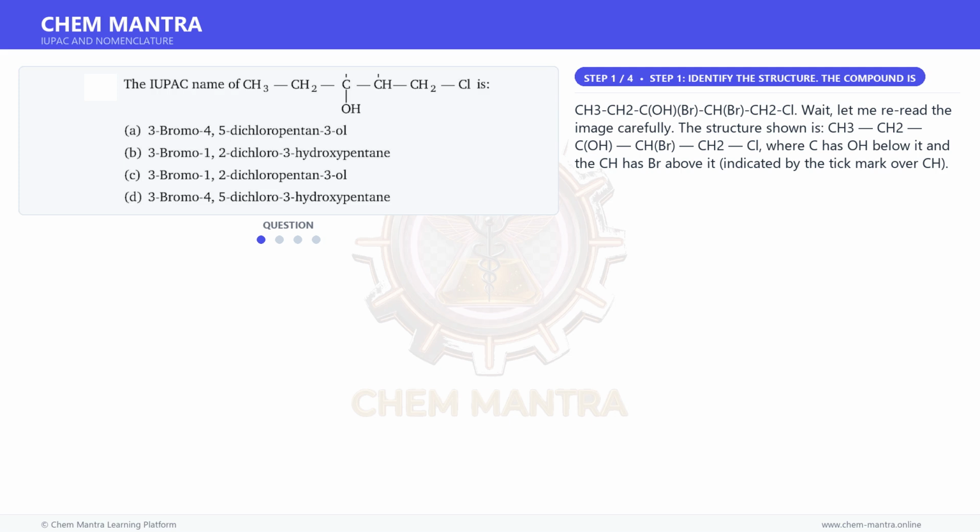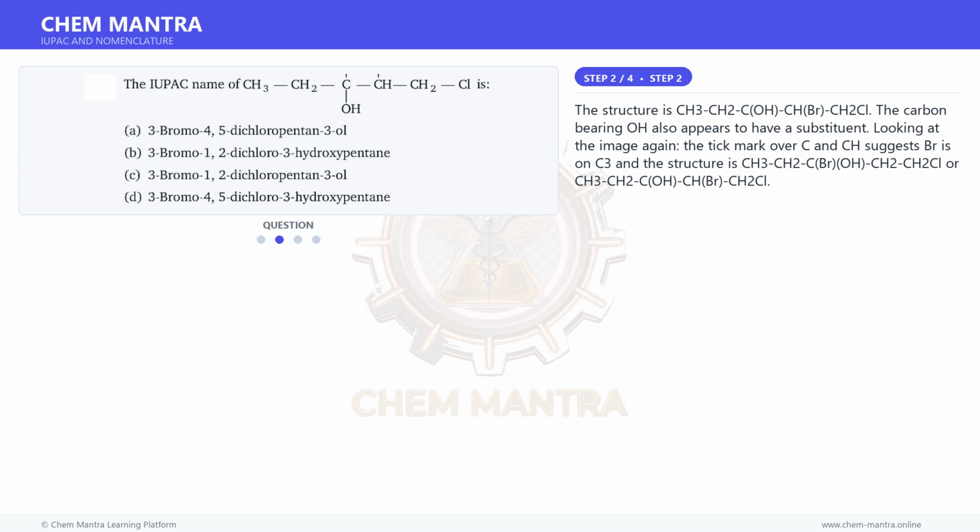Wait, let me reread the image carefully. The structure shown is CH3 CH2 of CH Br CH2 Cl, where C has OH below it and the CH has Br above it, indicated by the tick mark over CH. Moving on to the next step.